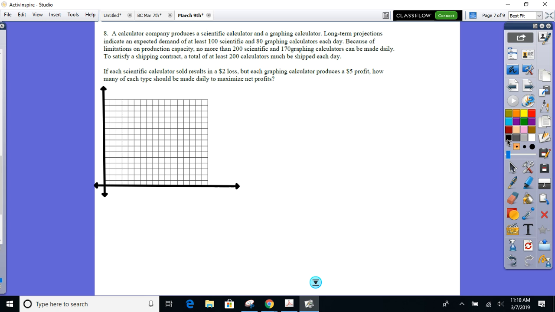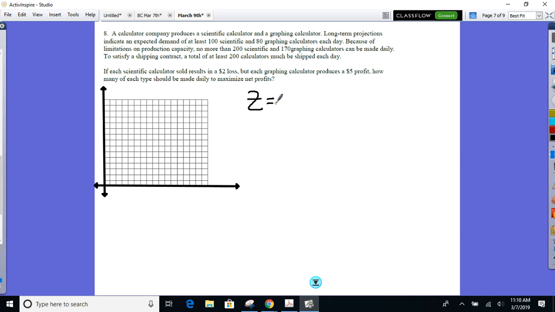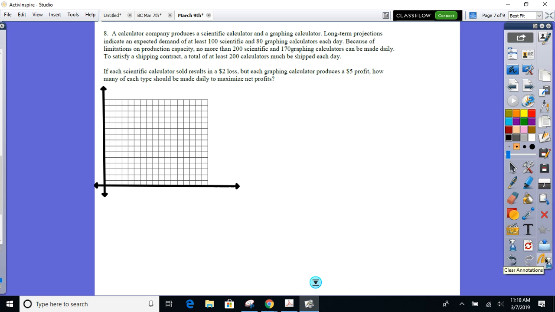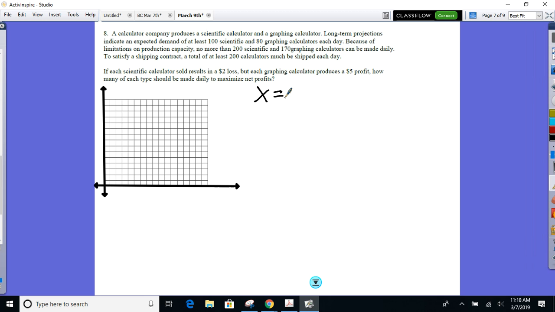This is a little bit different. Take a look. Hey, everyone, take a look. Scientific calculator sold results in a $2 loss. All right, remember that there. And a graphing calculator produces $5 in profit. How many of each type to maximize? So when you go to write this z function right now, well, actually, what should you be doing first? Yeah. We'll let x equal scientific. So number of scientific calcs. And I'll let y equal the number of graphing calcs.